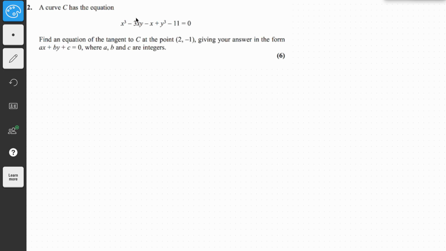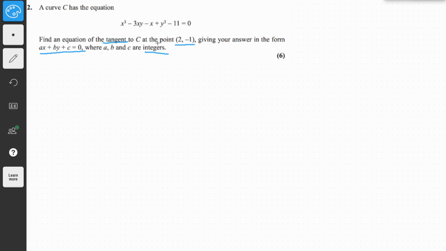Hi, this is the second question of the paper June 2014, C34. The question is, a curve C has the equation x cubed minus 3xy minus x plus y cubed minus 11 equals 0. Find an equation of the tangent to C at the point (2, -1), giving your answer in the form ax plus by plus c equals 0, where a, b, and c are integers.